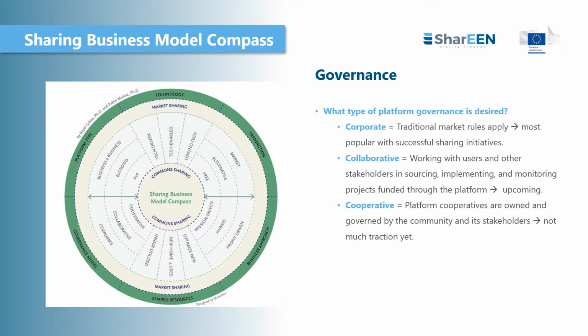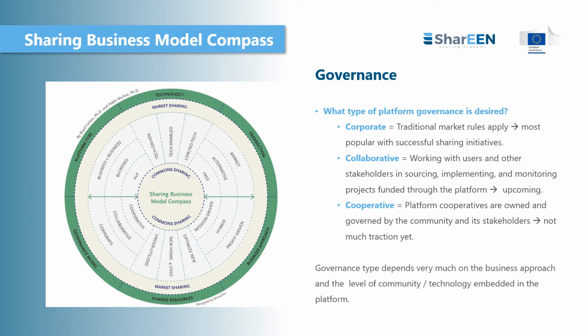Last, we have cooperative governance. Platform cooperativism is a governance model where authority is distributed among the different users and stakeholders. According to research, this model has yet to gain traction, although there is a big drive from within the sharing community to support more platform cooperativists. The governance type depends very much on the business approach and the level of community and technology embedded in the platform.